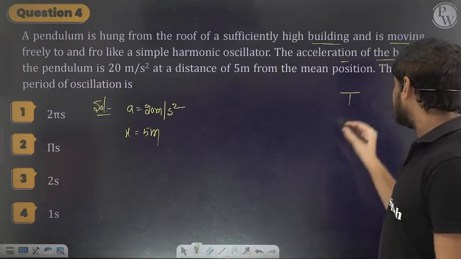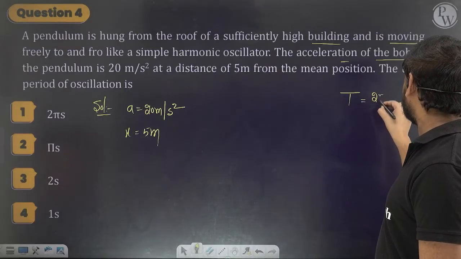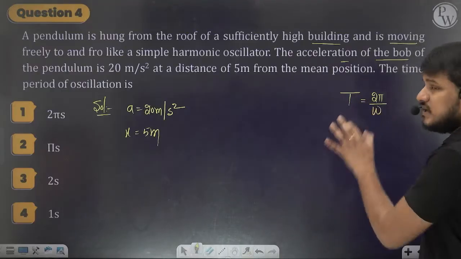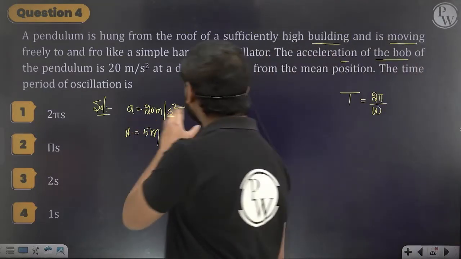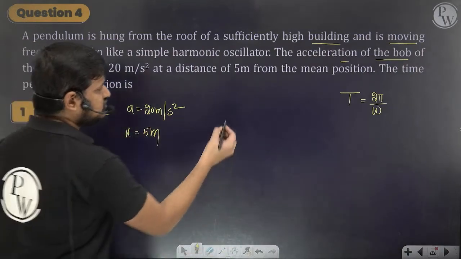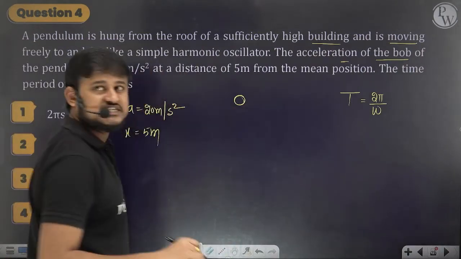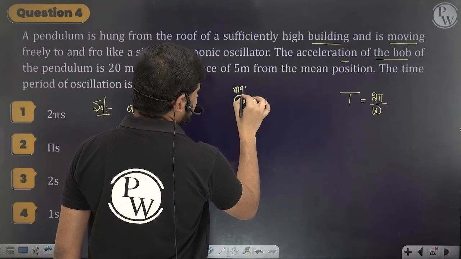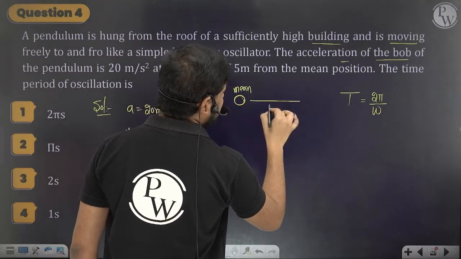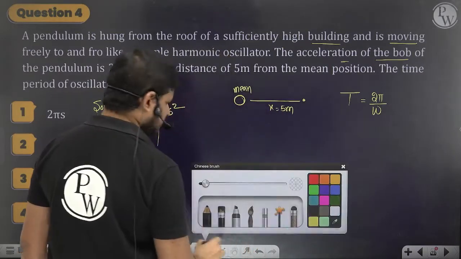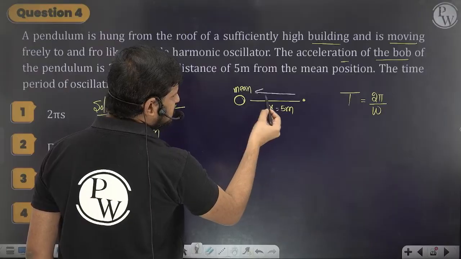First try to understand the given information. The time period is 2 pi by omega. The 2 pi is constant, but omega we have to get. So what's the given information? The acceleration is given, 20 meter per second square. If the particle is making S.H.M., this is the mean position, let's suppose, and it is at a distance x equals 5 meters. Now the particle is somewhere around here. The acceleration will always act towards the mean position.